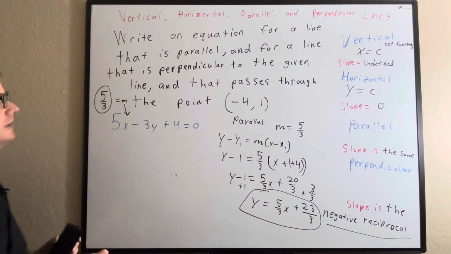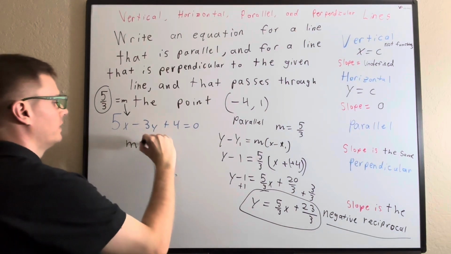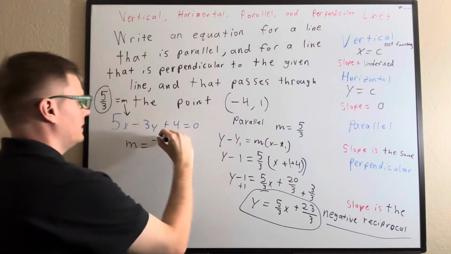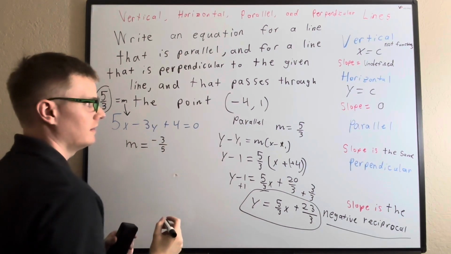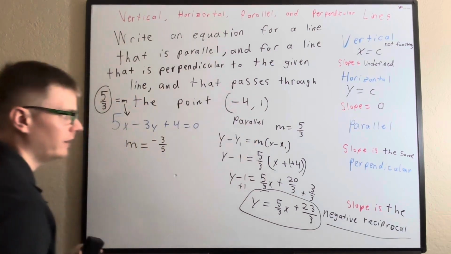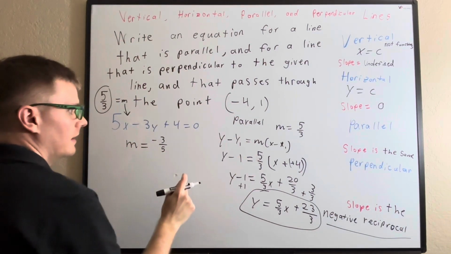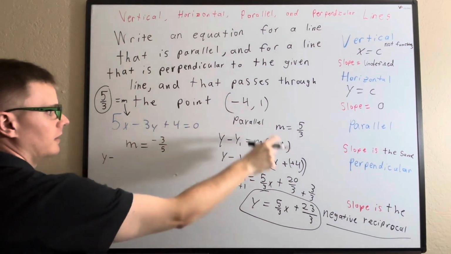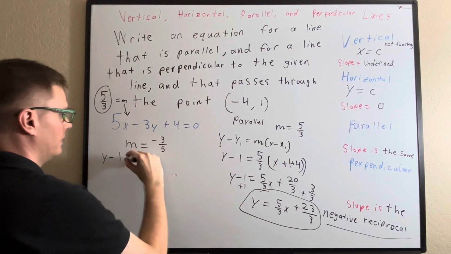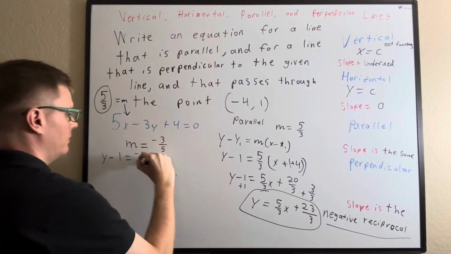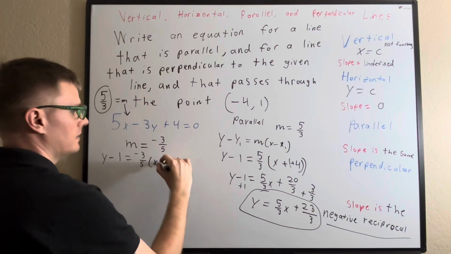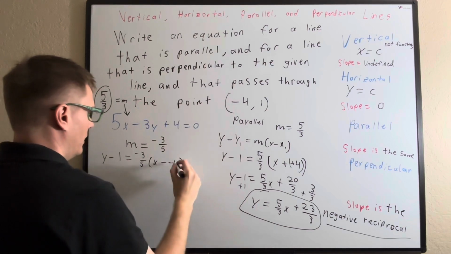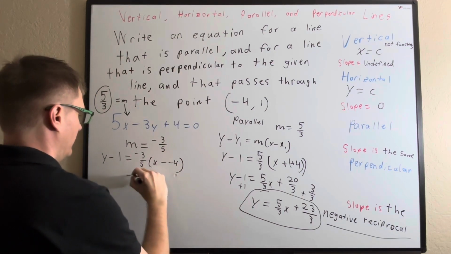Now let's do the perpendicular line. What is the slope of our perpendicular line? Instead of 5/3, it's going to be -3/5, right? And passing through that same point. So we got to do the same thing again with that point-slope formula. y minus y1, which is 1, equals m, -3/5, times x minus -4, which is double negative again.